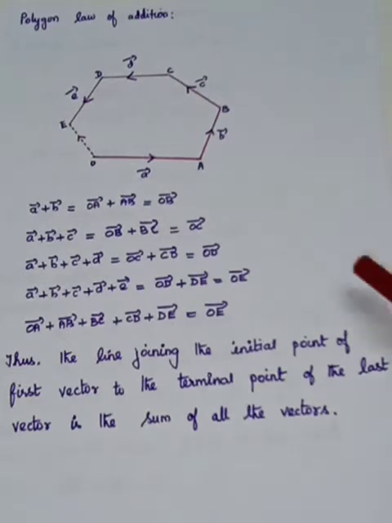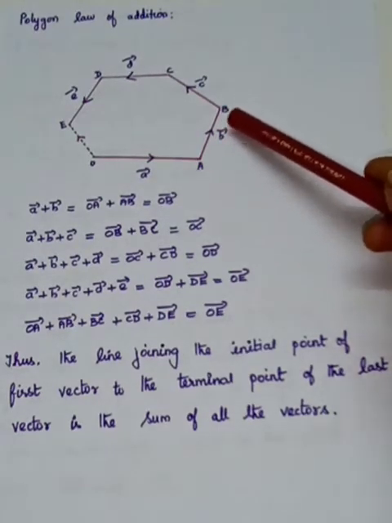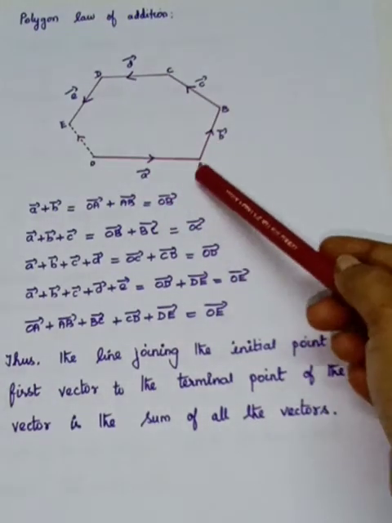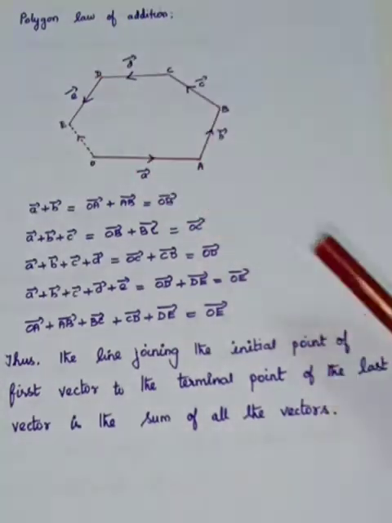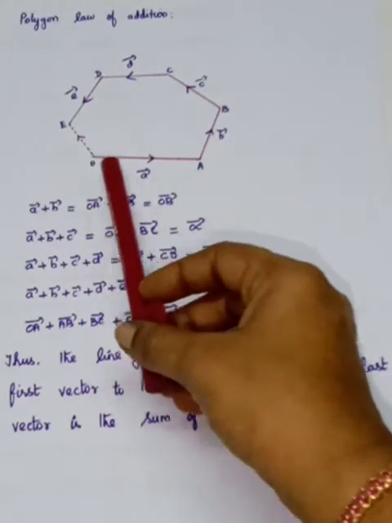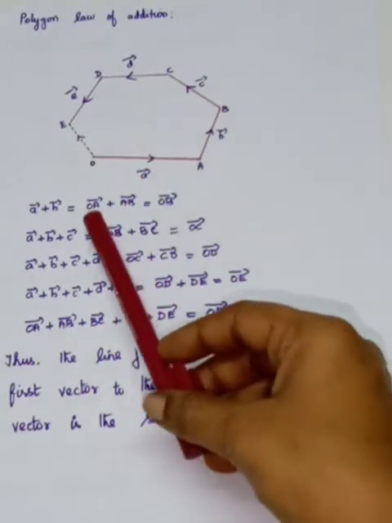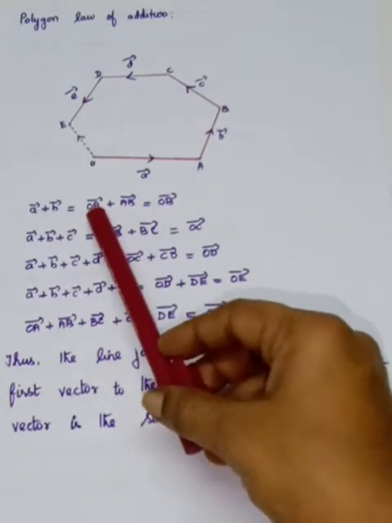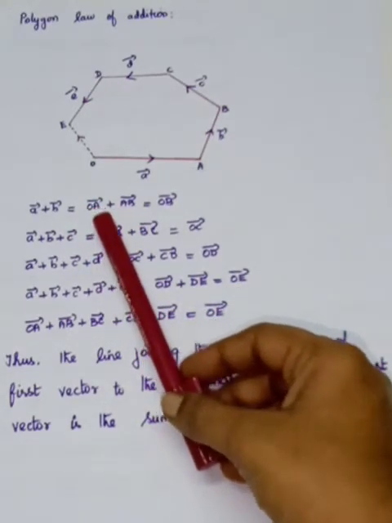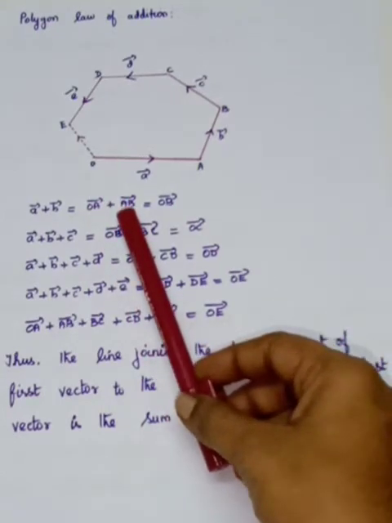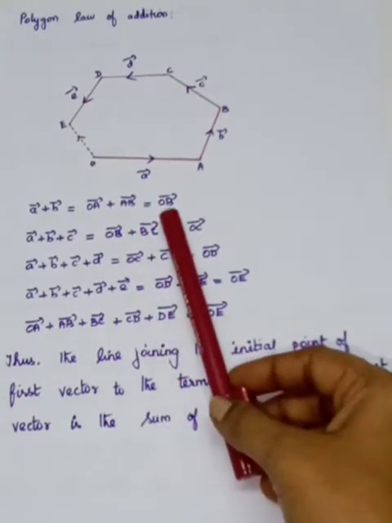Here you have to note that the initial point of the second vector should coincide with the terminal point of the first vector. In this way only we have taken the 5 vectors. So take the first two vectors, A vector plus B vector. How will it be written? OA vector plus AB vector. So using the triangle law of addition of vectors, the terminal point of the first vector coincides with the initial point of the second vector. So that is your OB vector.